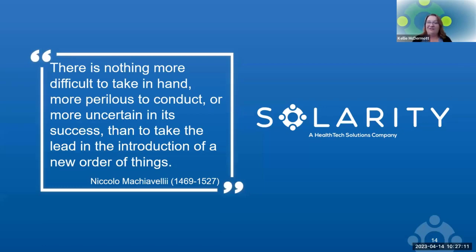Figuring out how to drive change that is successful is not a new problem. You can see that this quote is very old. It comes back from, gosh, the 1400s, which is a long time ago. There's nothing more difficult to take in hand, more perilous to conduct, or more uncertain in its success than to take the lead in the introduction of a new order of things. And that is very true. But we have to consider that. We have to consider what people think about this or what they feel about this and how we can help them transition through that.